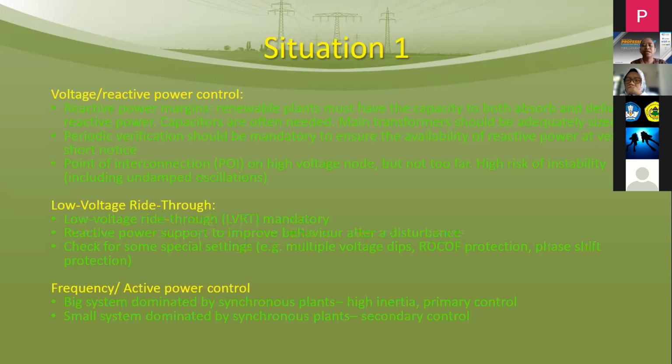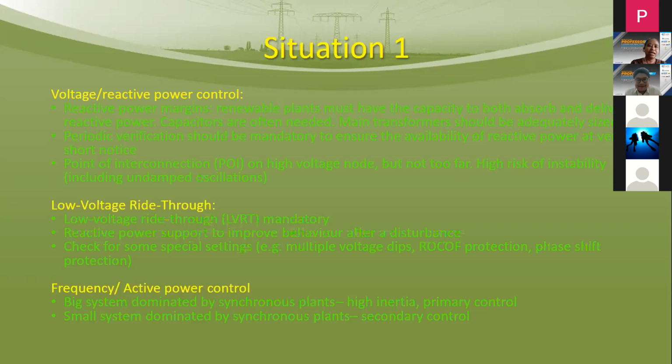For example, in order not to be tripped by multiple voltage dips, it must be protected against the rate of change of frequency, and also phase shift protection.